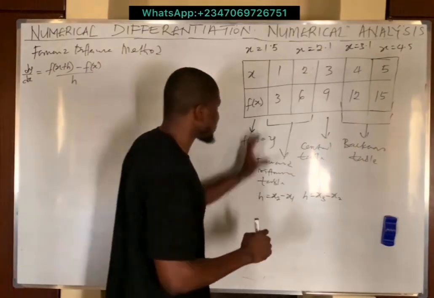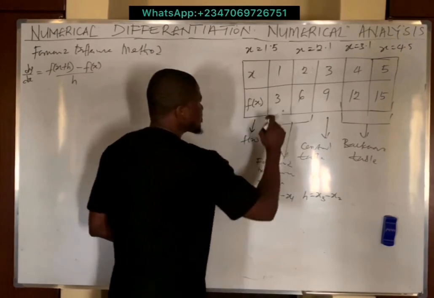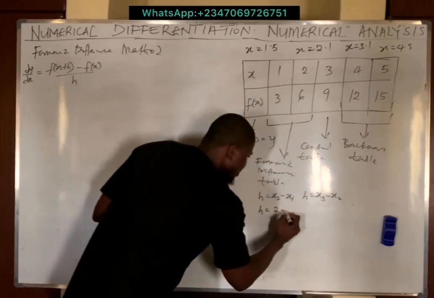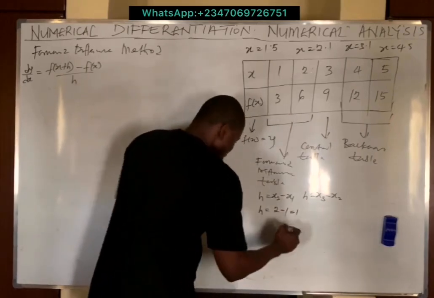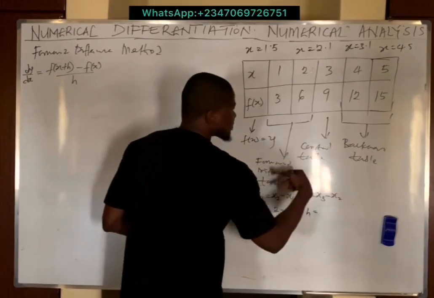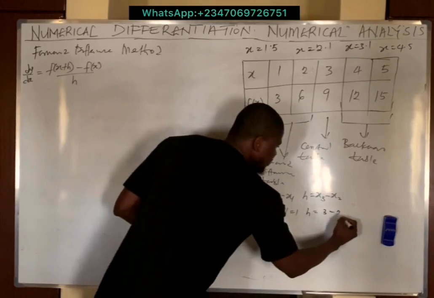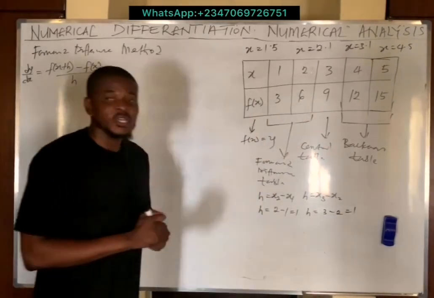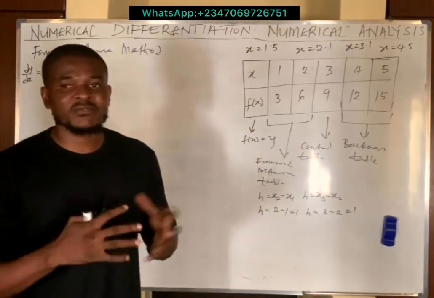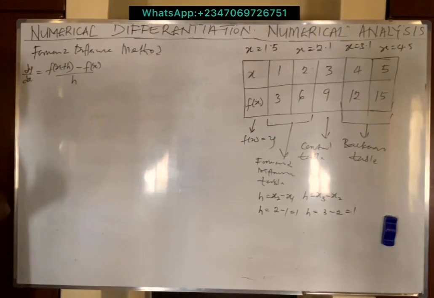Okay, so for instance, for this given table, h is going to be equal to x2 minus x1. x2 is 2 and x1 is 1. So you can simply say 2 minus 1, and this is equal to 1. Or you can simply say h is also going to be x3 minus x2. x3 is 3 minus x2 is 2. 3 minus 2 is also going to give you 1. So h simply means the step size or the interval, and it is obtained from the values of x. Okay, so you use this formula to approximate the first derivative.